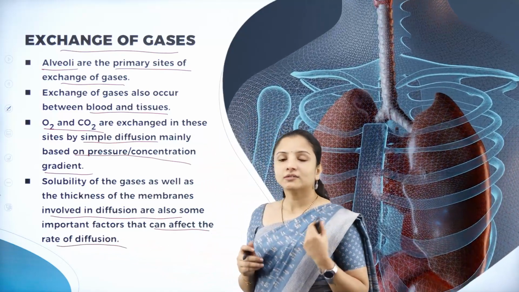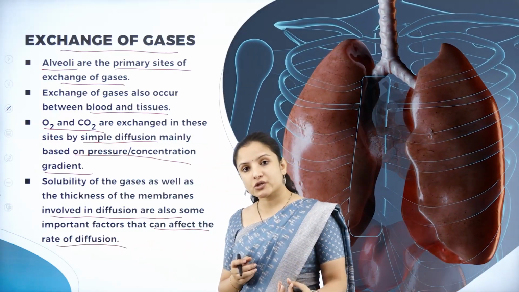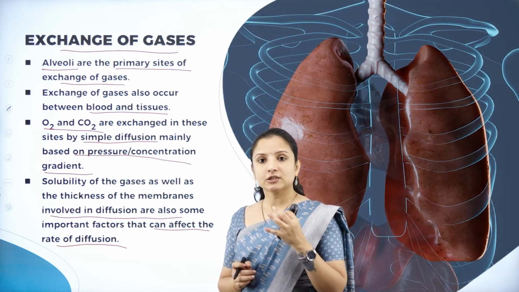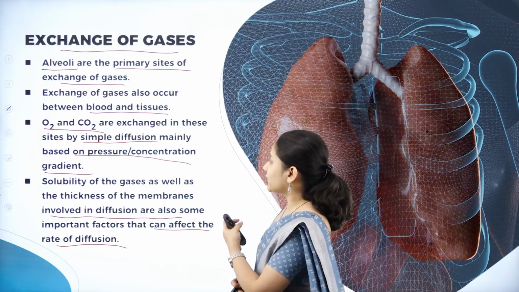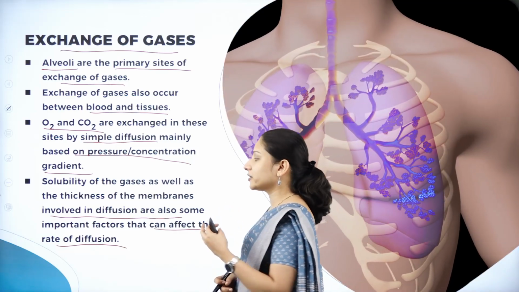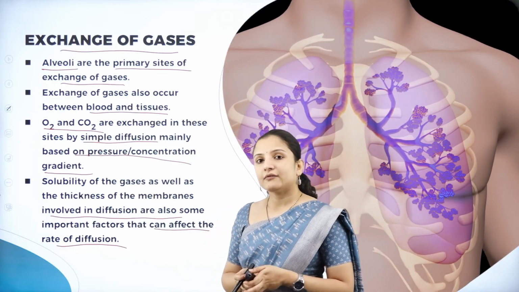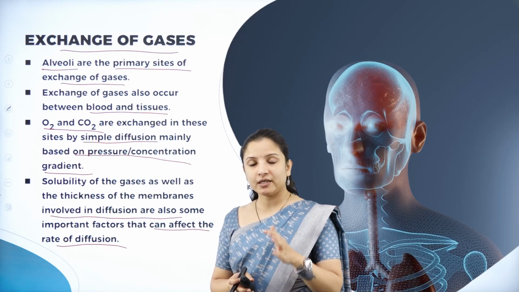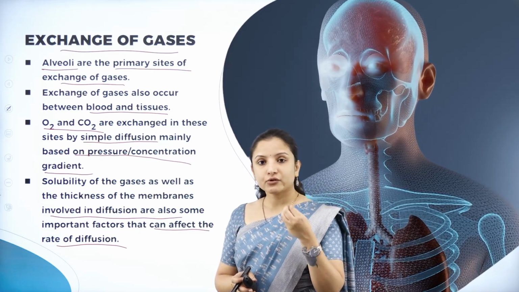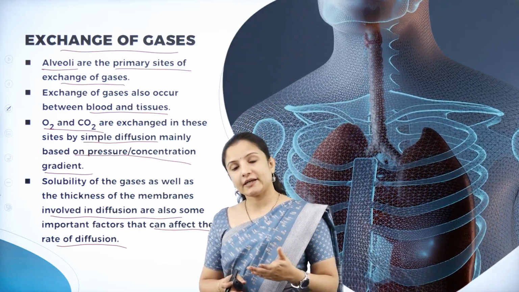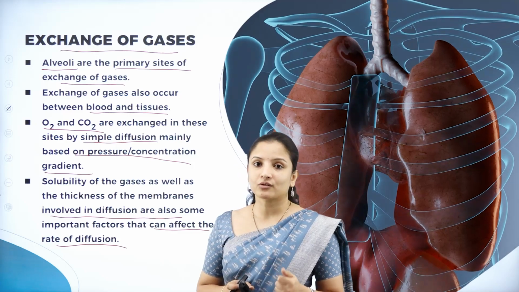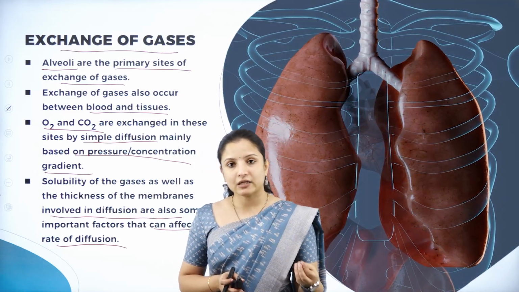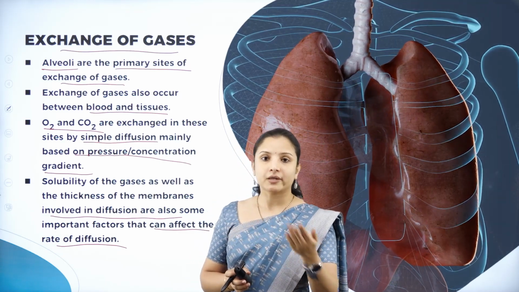What is the rate of diffusion? At what rate does diffusion occur? It mainly depends on the thickness of the membrane involved in the diffusion process. Therefore, diffusion is one of the important processes. During diffusion, a concentration gradient is created, and in order to maintain that concentration gradient, the exchange of gases will occur between the alveoli, the blood and the body tissues.